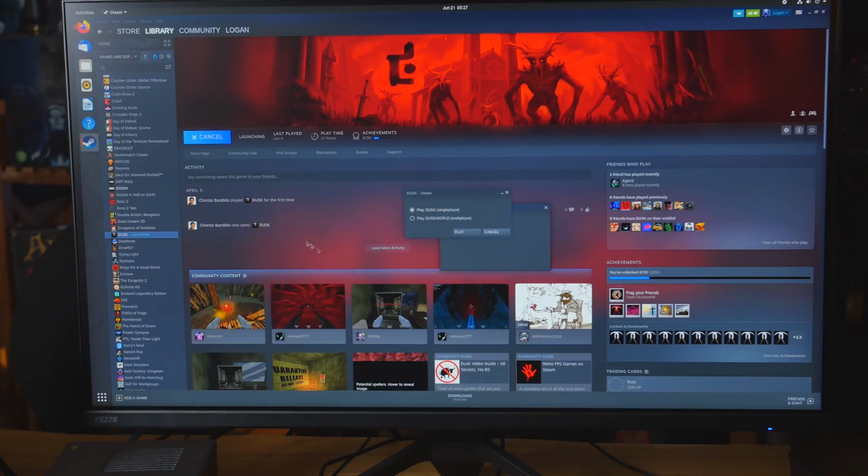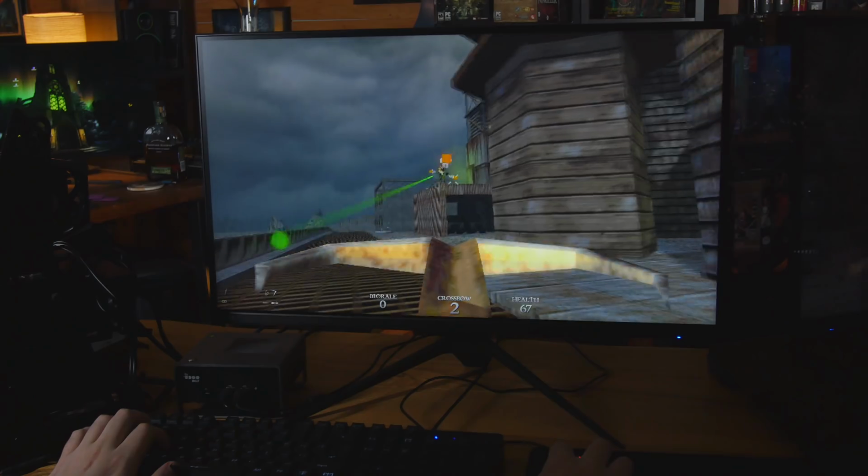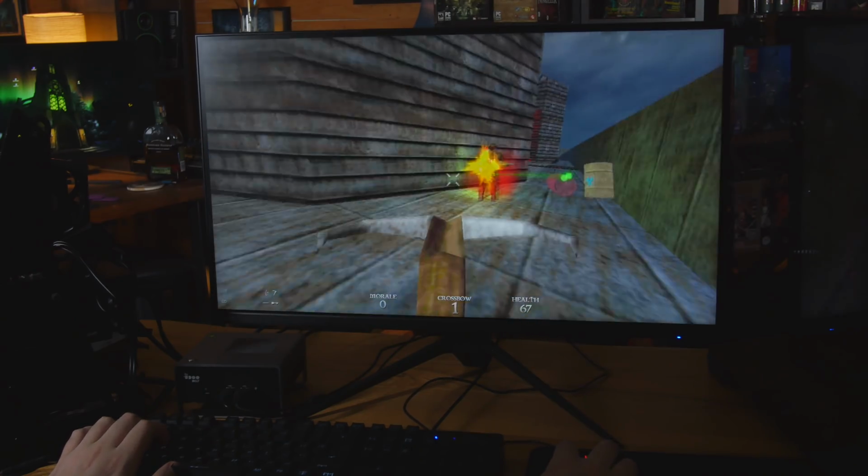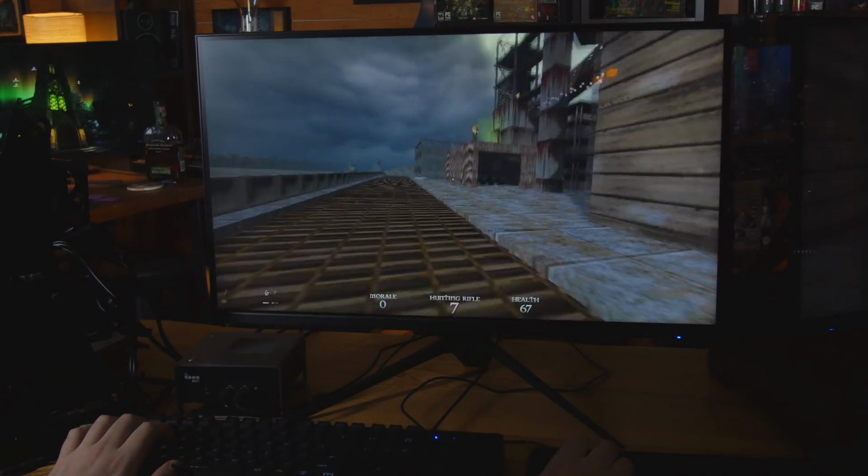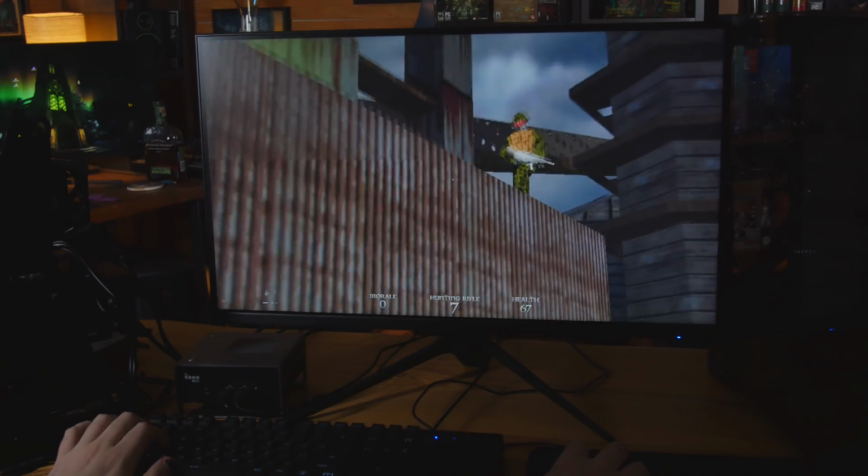So not incredible. Opening up Dusk or some indie games and that sort of thing, Dusk was well over 60 FPS, completely playable. So this thing is going to be amazing for indie gaming and also retro gaming, just all day long.